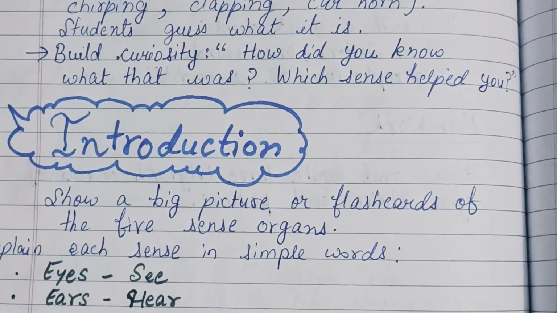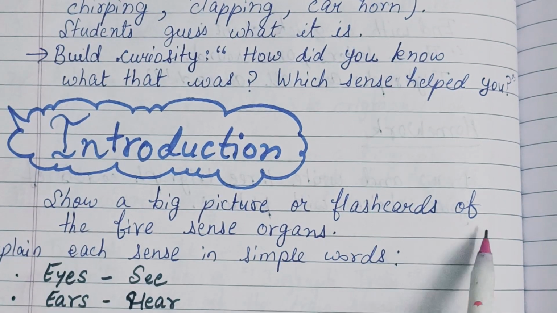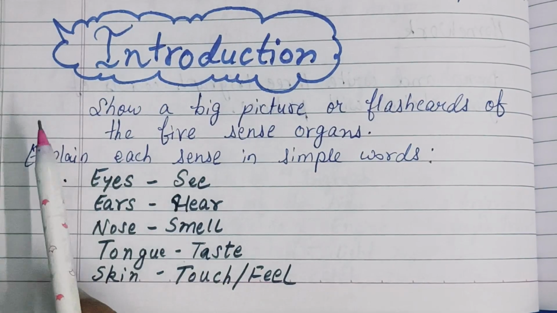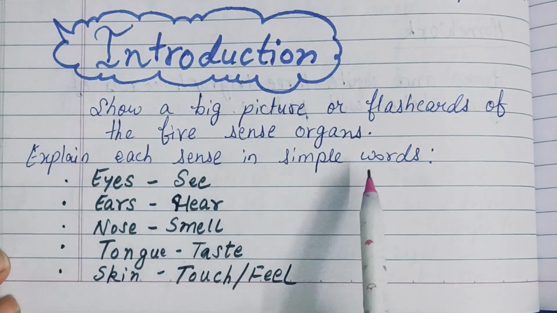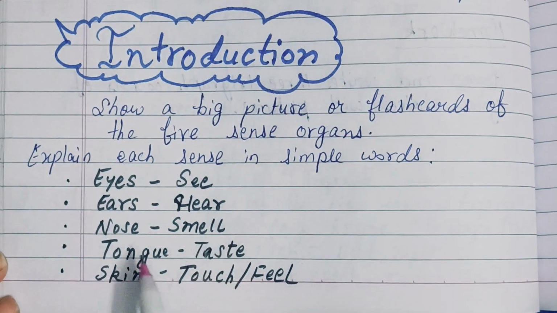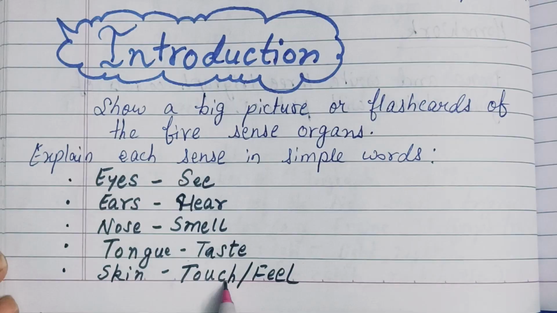Introduction. Show a big picture or flashcards of the five sense organs. Explain each sense in simple words. Eyes for see, ears to hear, nose to smell, tongue to taste, and skin for touch or feel.